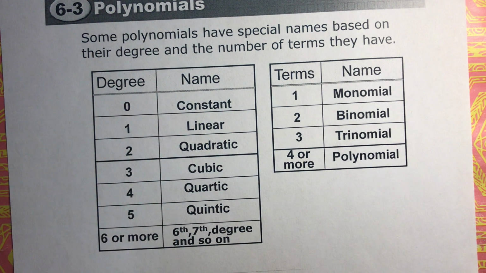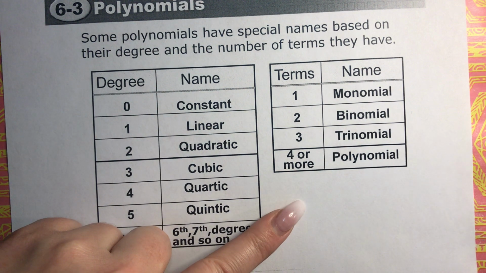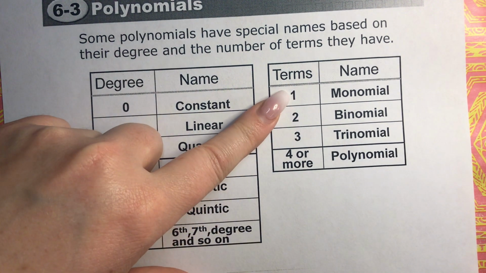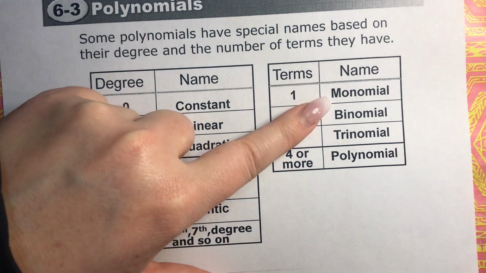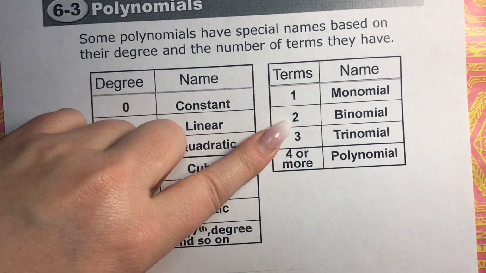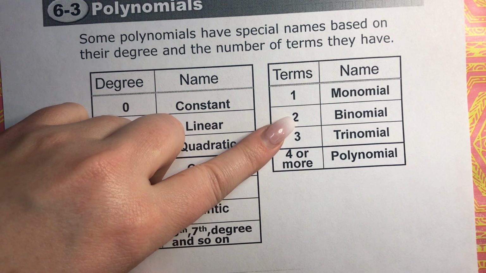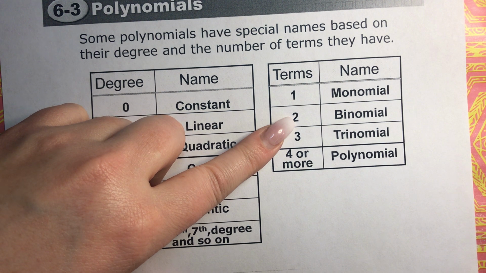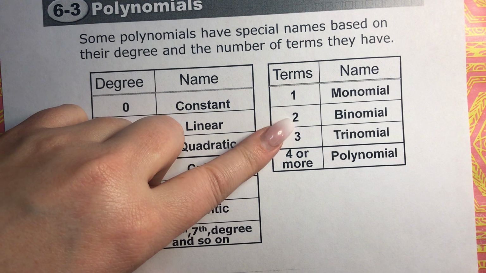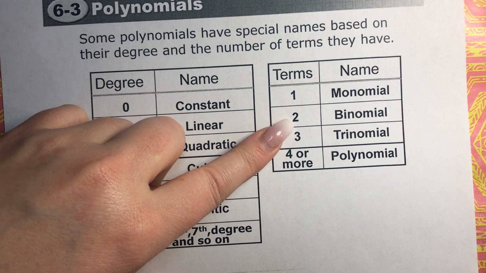Okay? So that's degrees. Now, what goes along with degrees are the number of terms a polynomial has. If it only has one term, it's called a monomial. If it has 2 terms, it's almost like if there were 2 monomials added or subtracted together, then that would be considered 2 terms, okay?